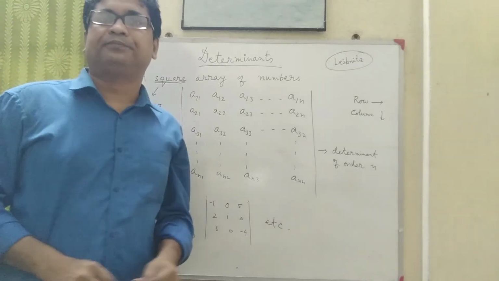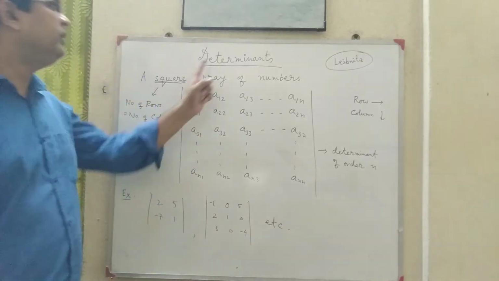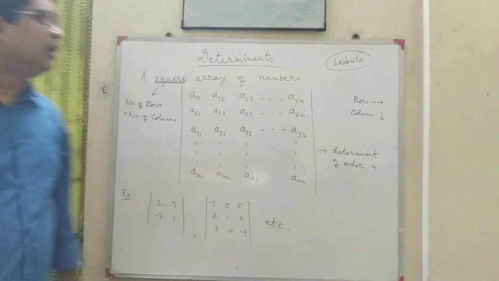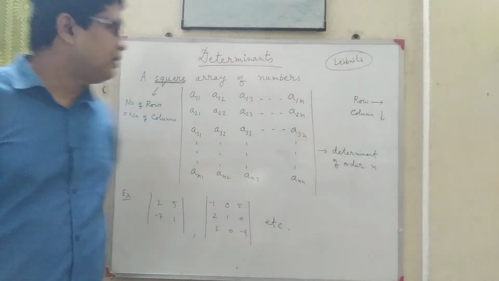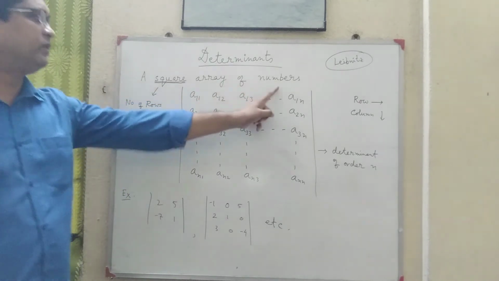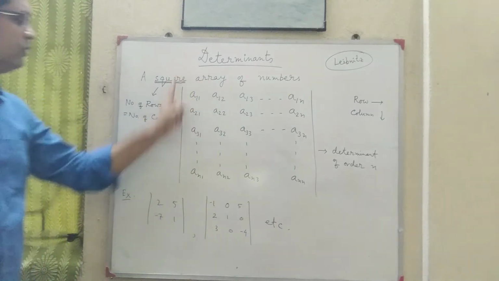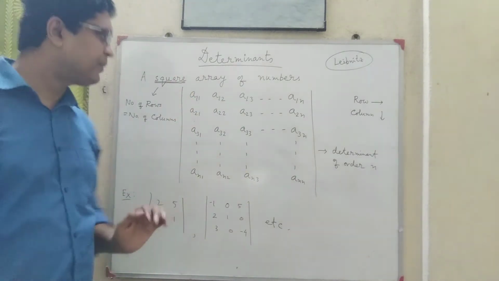Hello everyone. Today I'm going to discuss a new topic, determinants. Now what is a determinant? A determinant is a square array of numbers like this, written within two straight line segments.